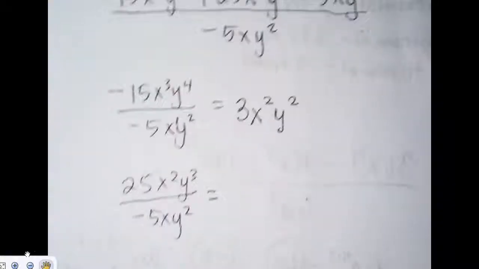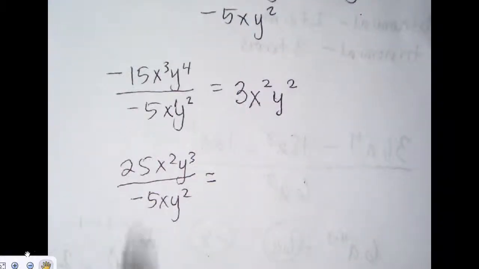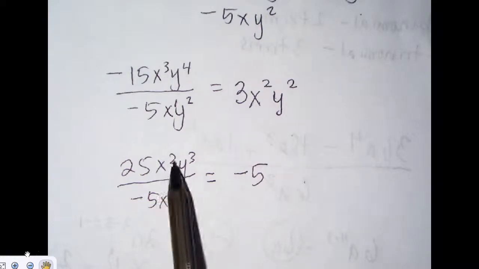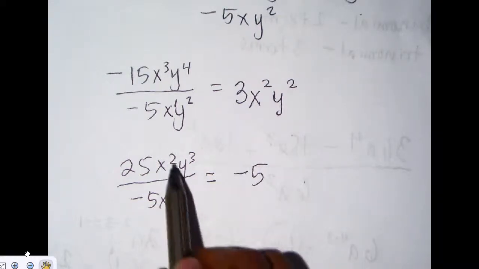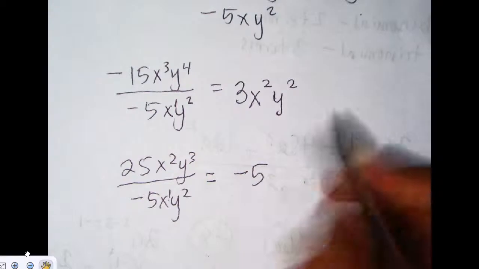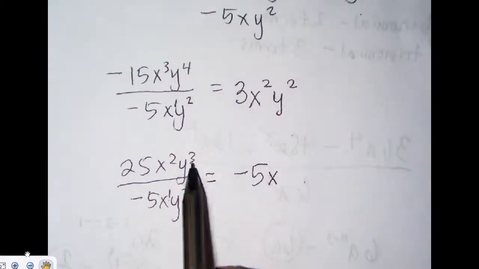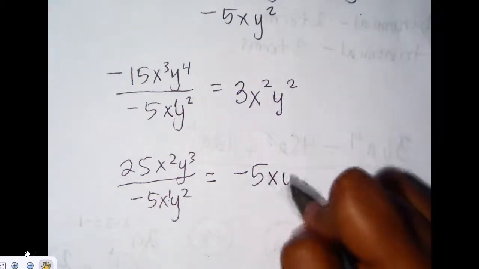Okay, I'm going to move up just a little bit. So now for this one, it's 25 being divided by negative 5. A positive divided by a negative is a negative. So this is negative 5. Again, this is x squared. There's a little 1 here. So 2 minus 1 is 1. It would just give me an x. And then y to the third, so this 3, subtract 2, we just get a y.